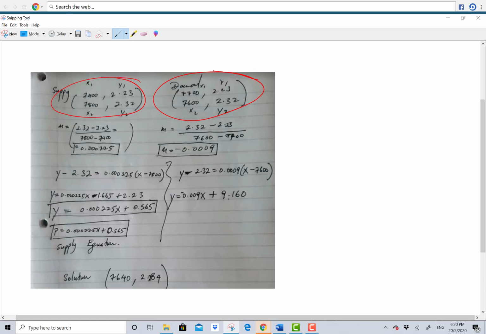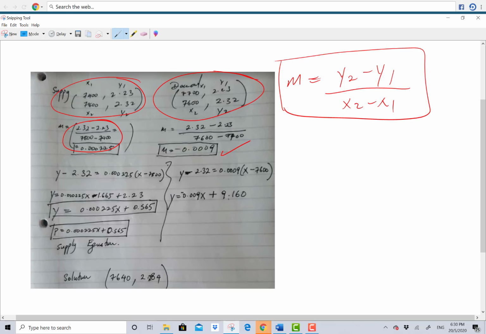Once I do that, I'm going to get my slope. To get my slope, I use the slope formula, y2 minus y1 over x2 minus x1. Once I plug the values in for y2 and y1, I get my slope of 0.00225 for the supply. For the demand, I do the same thing, y2 minus y1, and I get my slope as follows. Pretty straightforward once you remember this formula.